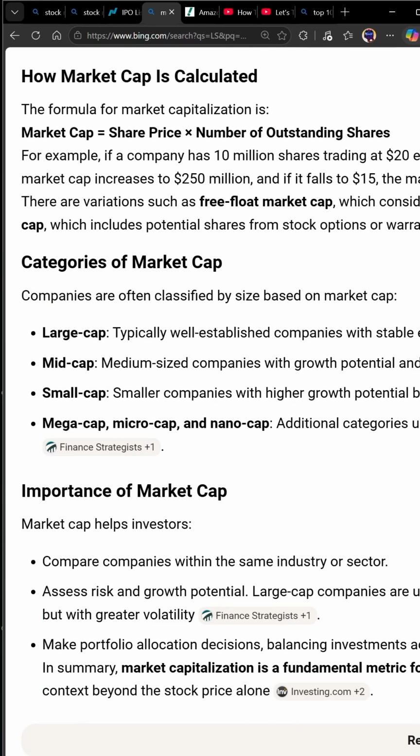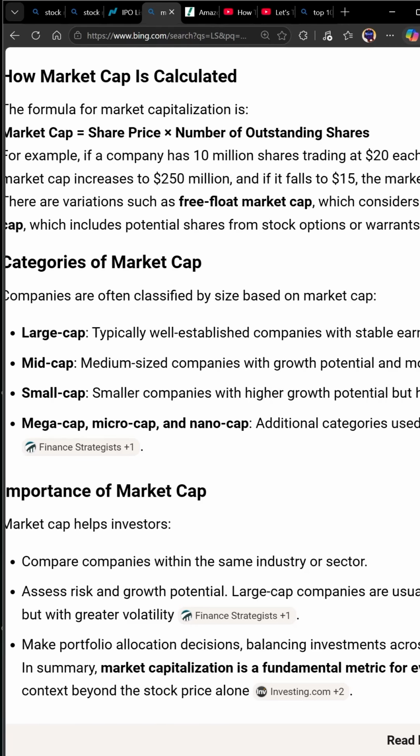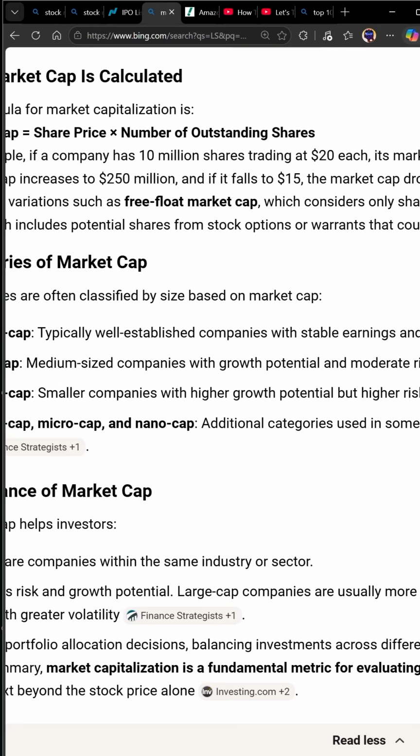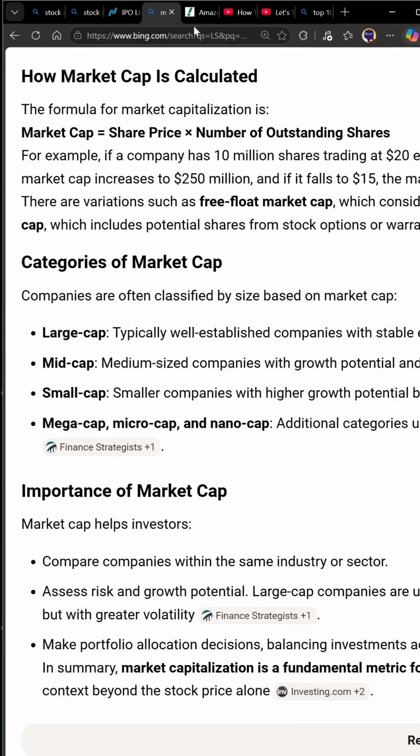And then you want to learn what is the difference between a large cap stock and a small cap stock and a mid cap stock, okay? Notice smaller companies with higher growth potential, but higher risk. That risk is what we want to learn how to manage.